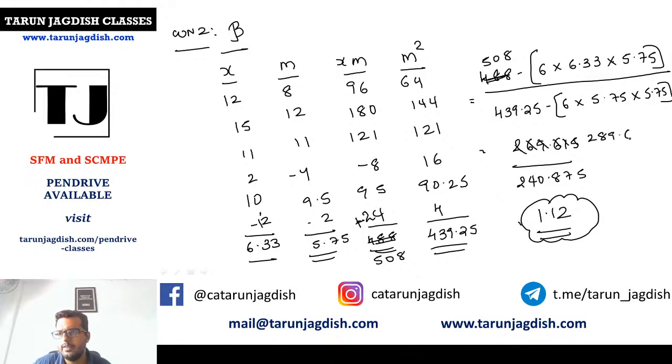$289.6 divided by 240.875, it will be 1.20. Sorry for the inconvenience friends, can you please correct it accordingly?